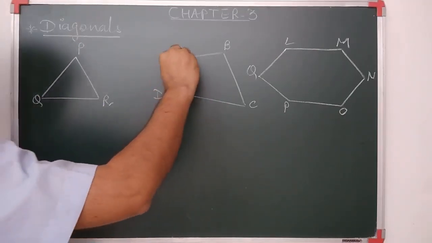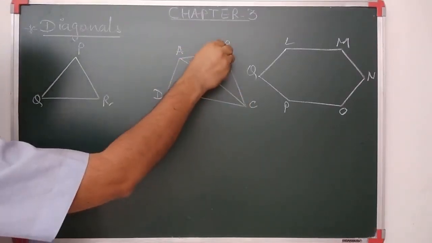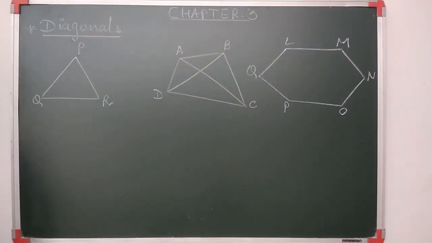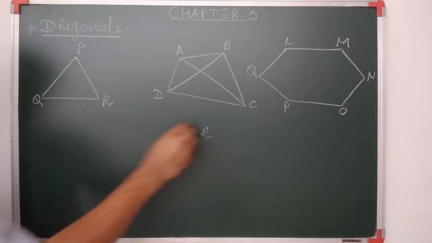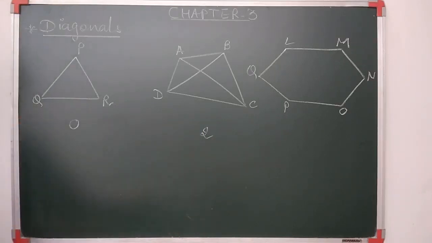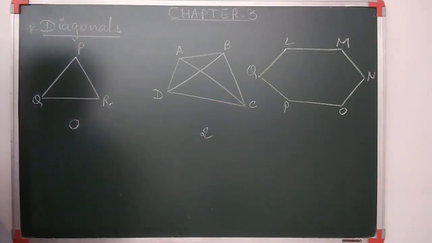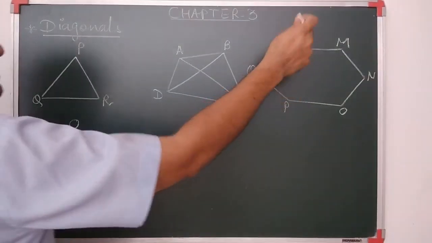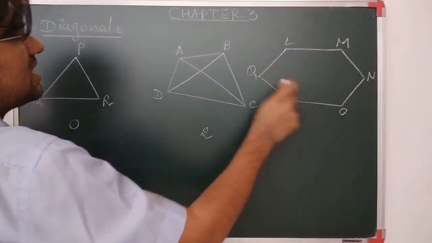So we can join AC as one diagonal and BD as another diagonal. So we form two diagonals here. Here we form 0, that means no diagonal. So let's go for the 6 sides. There are 6 sides. It's a hexagon. 1, 2, 3, 4, 5, 6.